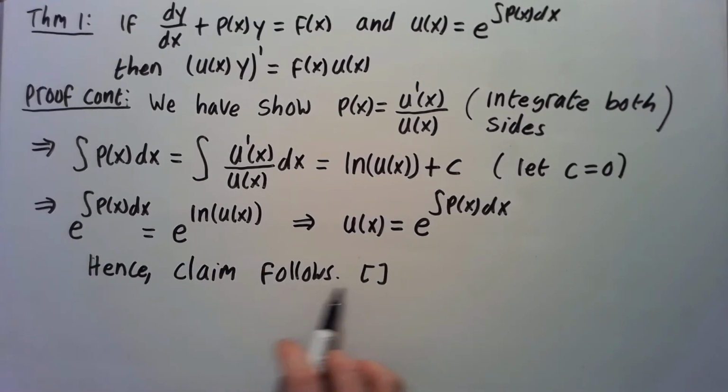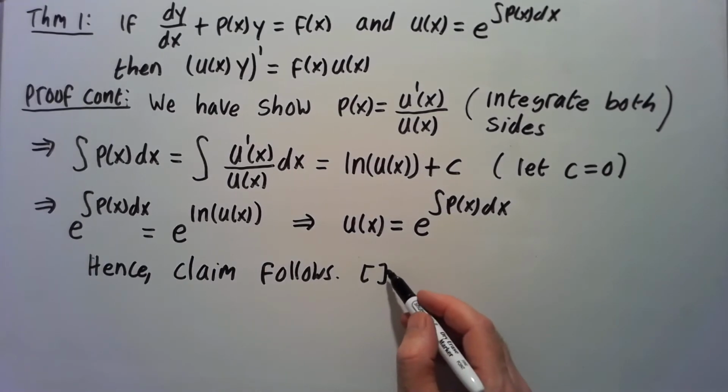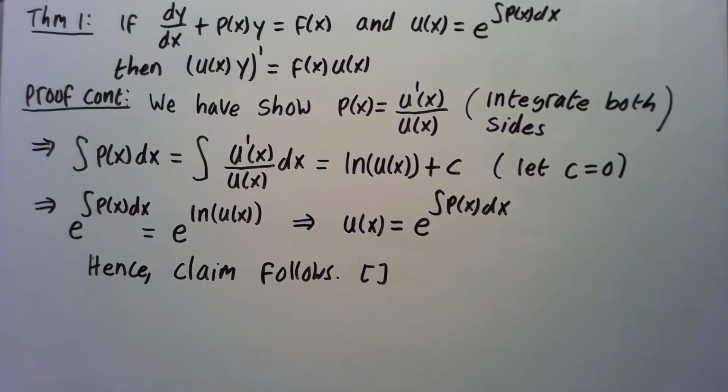So hence the claim follows, so we're done with the proof. You put a little square at the end, which means the proof is over. Okay, so now let's look at an example to see how we can use Theorem 1 to solve these linear first order differential equations.